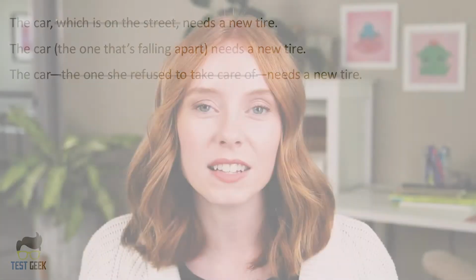So as you looked at these examples, you may have noticed that these are different types of information that we've separated out with commas, parentheses, and M dashes. But the good news for you is, this doesn't matter. On the SAT, they are not going to test the differences between using commas, parentheses, and M dashes. All you need to know, honestly, is when you do need to separate information out and that this punctuation needs to match. So if you're going to use commas, commit to using commas.